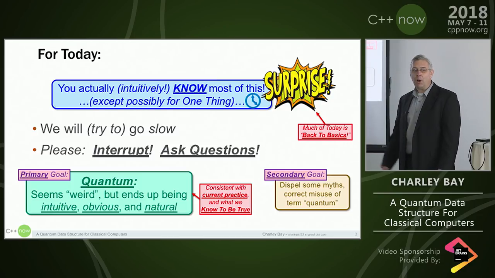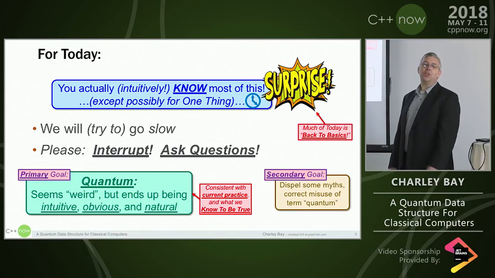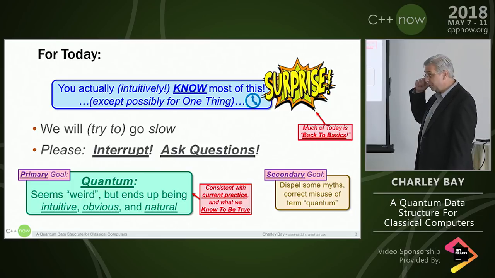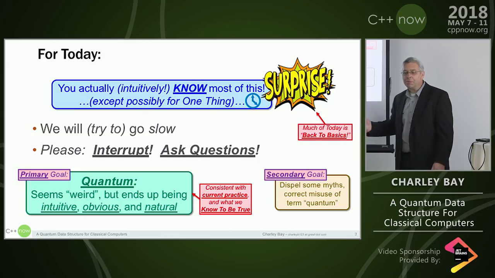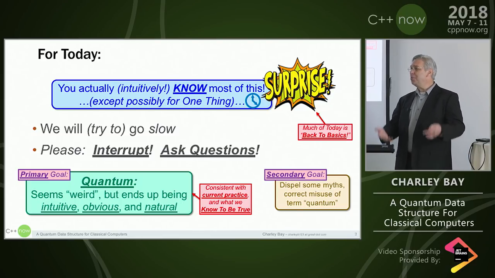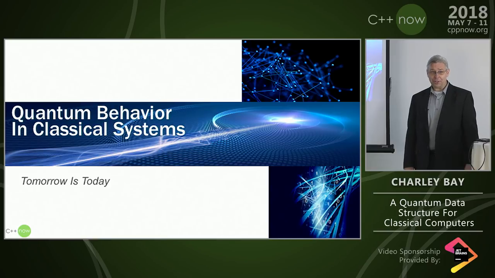But we're going to talk about quantum. At the end of today, I'm hoping everybody has a common shared understanding of quantization, measure of whole quanta. It seems kind of weird at first blush, but no, this is intuitive, this is obvious. 150 years after physics figured out a lot of stuff, this is already what we do, it's current practice. We have a secondary goal of correcting some myths regarding quantum, because every time you talk about quantum computing and quantum mechanics, nobody can get a finger on what's going on. This will do that. So, quantum behavior in classical systems.